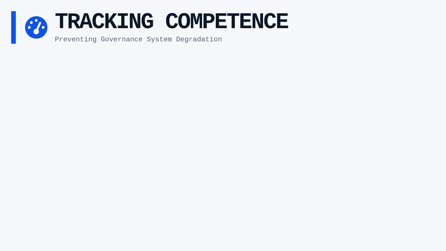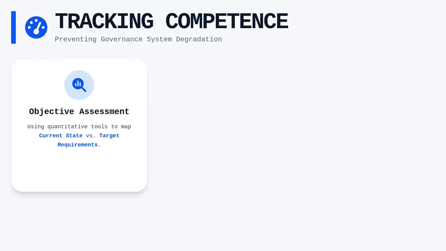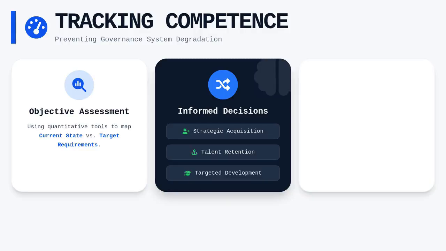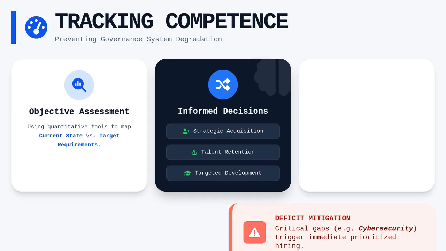Tracking competence is the ongoing maintenance that prevents the degradation of your governance system over time. We utilize competence assessment tools to gain an objective view of where the organization currently stands compared to where it needs to be. These assessments provide quantitative data that allows leadership to make informed decisions regarding talent acquisition, retention, and development. If the assessment reveals a significant deficit in a critical area, such as cybersecurity risk management, the organization must prioritize targeted professional development or strategic hiring.